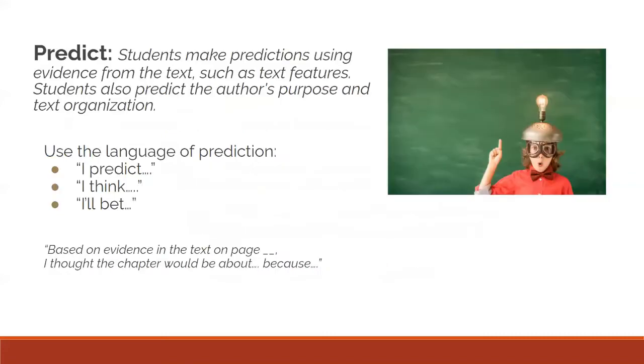When we think about predicting, students will use evidence from the text to help form predictions about the text, and will use evidence from the text and/or illustrations to support their predictions. Students will use the language of prediction, like I think, I predict, I'll bet. They'll also make predictions using phrases such as based on evidence in the text on page, I thought that the chapter could be about blank because.